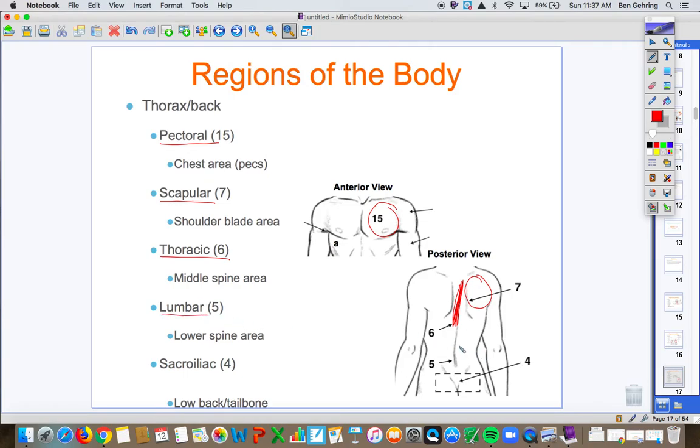Lumbar is your spine below your ribs. So between your ribs and your tailbone is your lumbar region, or before your sacrum. Then you have your sacroiliac, which is your lower back and tailbone region right down here. Those are the regions of your thorax and back right there.